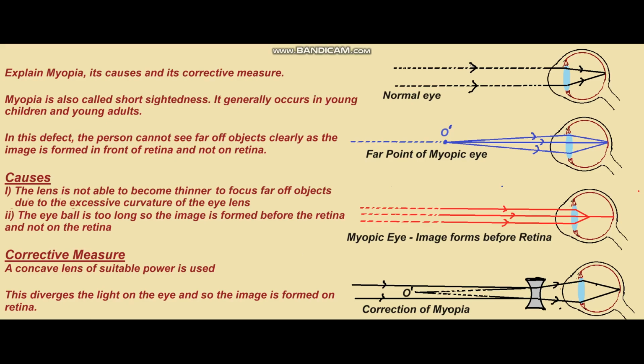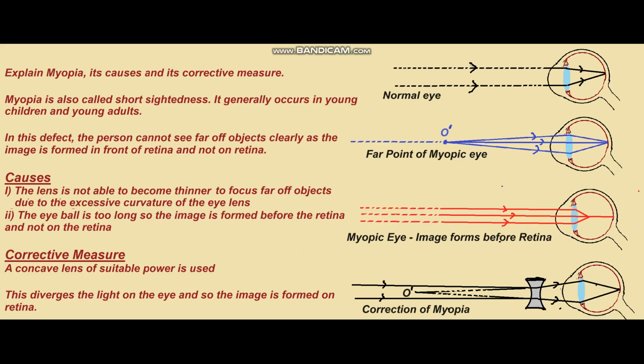Now, does that mean he will not be able to see objects at infinity? No, that's not true. The object at infinity would not focus on the retina but instead focus before the retina. And so, the person will not have a clear vision of far off objects. This is explained by the third diagram.